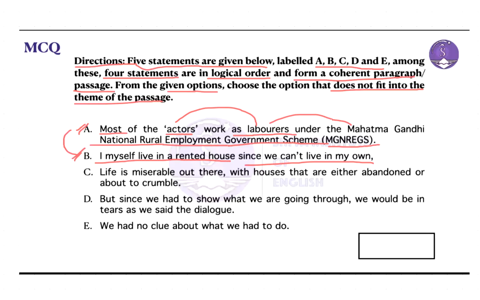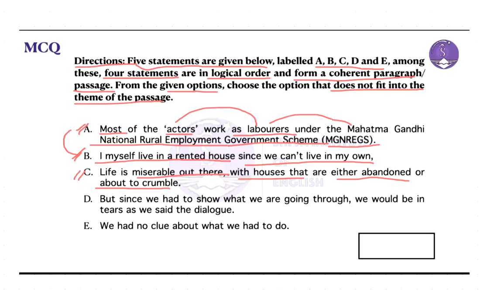So option C stated what? Option C stated, life is miserable out there with the houses that are either abandoned or about to crumble. Now, this one could be called a thought of option B, where you say that I myself live in a rented house since we can't live in my own. Option C is called a life is very sad, or pathetic, where you don't have the house, or your house is about to crumble, or means broken.